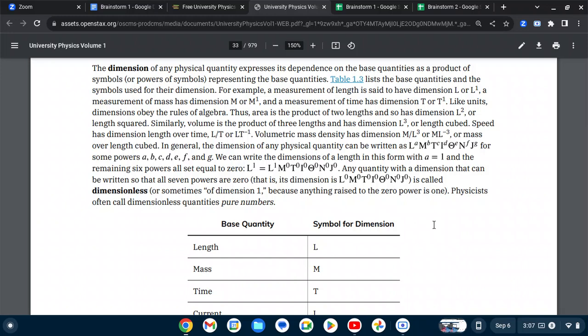Any quantity with a dimension that can be written so that all 7 powers are 0 is called dimensionless. Physicists often call dimensionless quantities pure numbers.